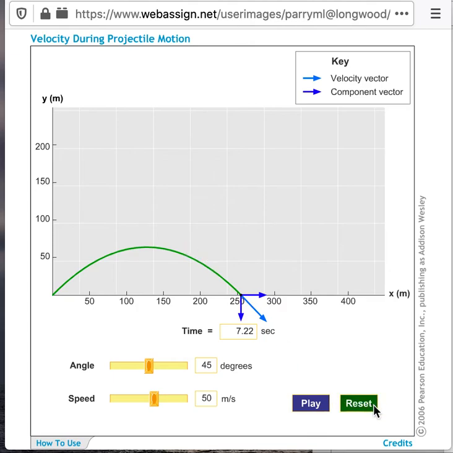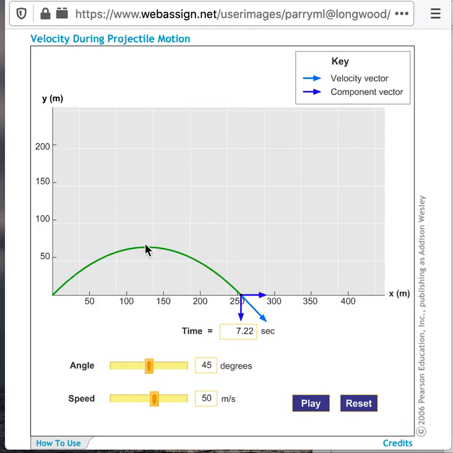Then as it falls back down, let's reset it one more time and hit play. It reaches the top where it has 0, and then it starts to come back down. As it's coming back down, that vertical velocity vector is increasing. It's getting larger and larger over time. So on the way up, the vertical velocity decreases. At the top, the vertical velocity is 0. And on the way back down, the vertical velocity increases.